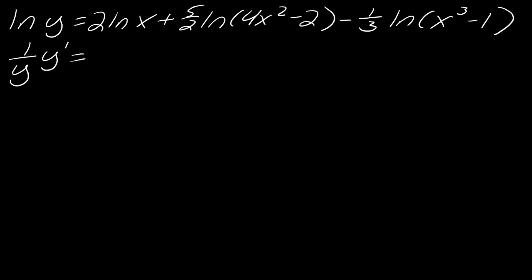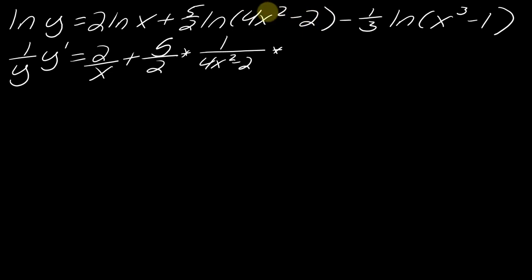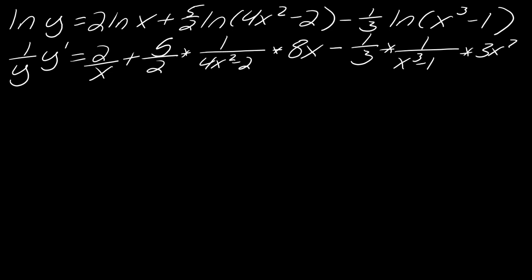Now I can take the derivative of this side. This will be 2 times 1 over x, which is just 2 over x. This will be 5 halves, and now I've got to use the chain rule here. So this will be 1 over 4x squared minus 2, and then multiply that by the derivative of the inside, so 8x is the derivative of that. And then this will be 1/3 times, chain rule again, 1 over x cubed minus 1 times 3x squared.